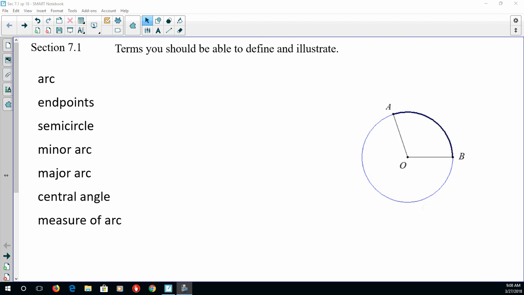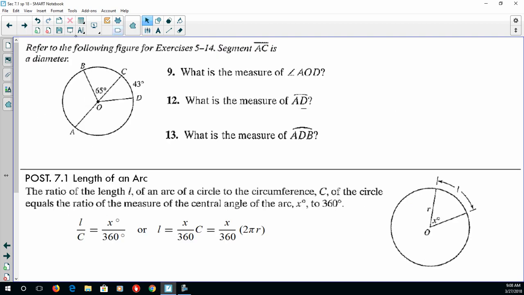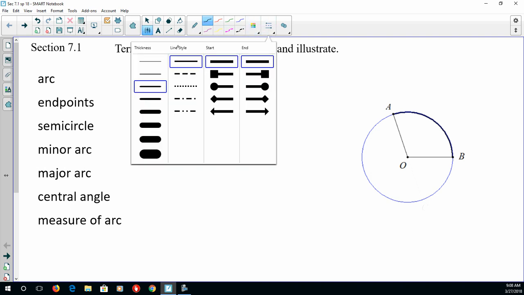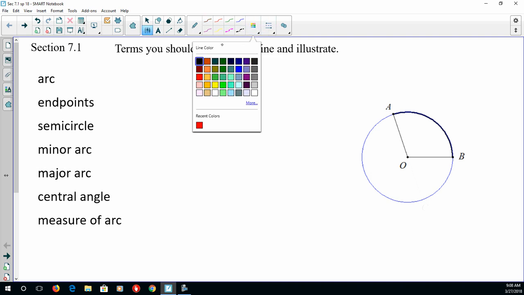First, let's make sure I've got everything working here. Nope. Back up. Let's do a skinny, and let's do blue. Okay.